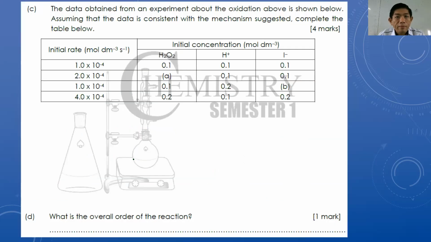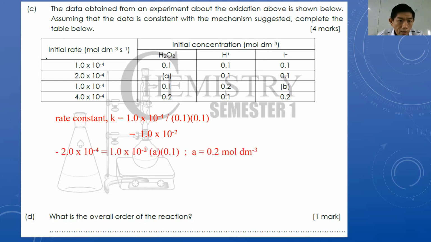Number C, data obtained from an experiment about the oxidation above is shown below. Assume the data is consistent with the mechanism suggested. Complete the table below. So how are you going to do? As I already mentioned to you, you have to learn how to write the rate equation based on the substituted answer. So you're going to write experiment 1, 2, 3, 4. So rate constant K is 1.0 times 10 power negative 4 over 0.1 times 0.1. So you get 1.0 times 10 power negative 2. This is taken from the first one.